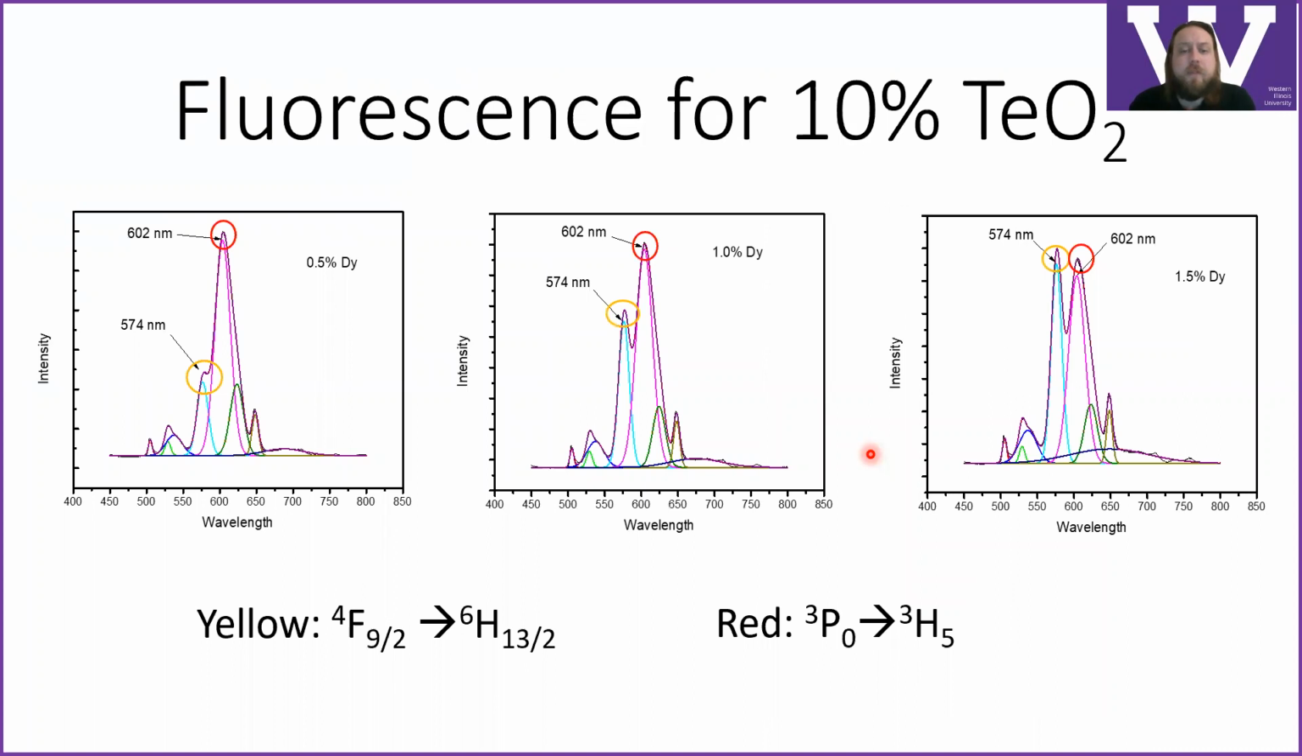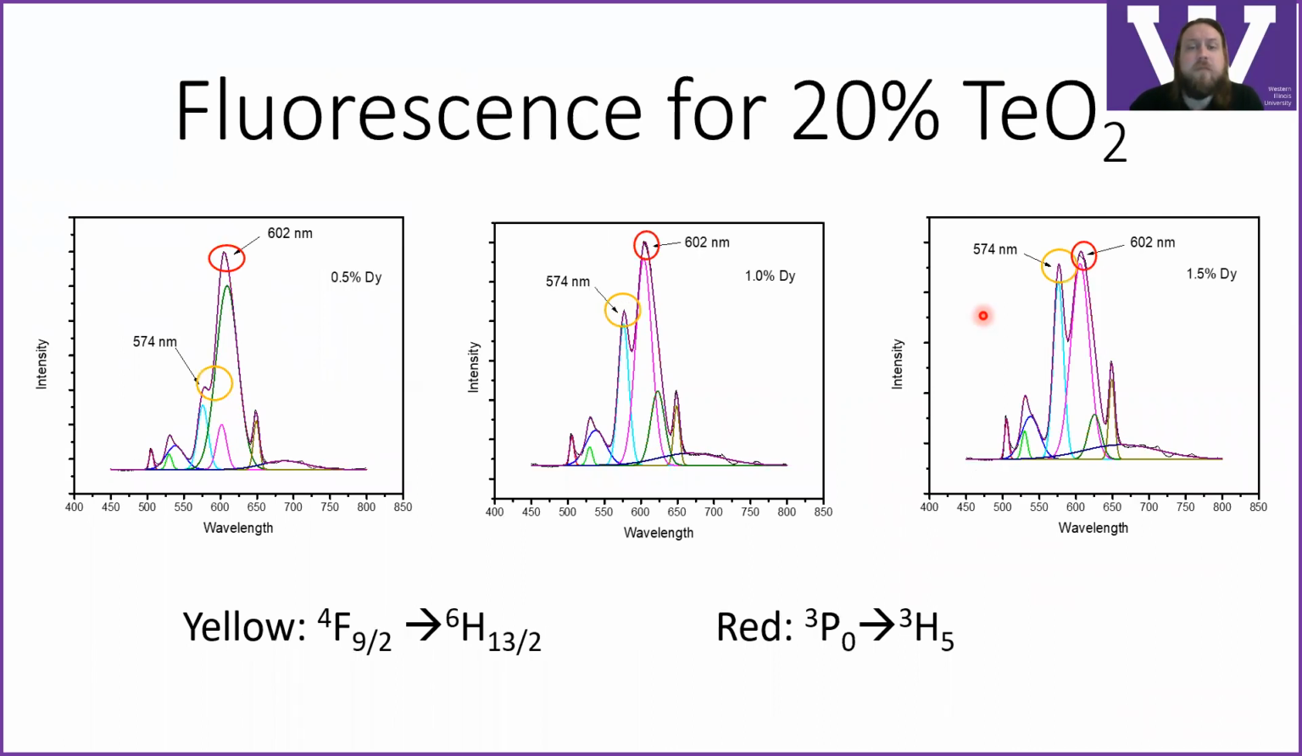So for our 10% samples, after we analyze this fluorescence data, we can see that the peak that's increasing is for 574 nanometers. And this big peak is for 602 nanometers. So the interesting part is that this peak for 574 nanometers is for dysprosium. So it is one of the dysprosium electronic transitions, not praseodymium, even though we're only exciting the praseodymium. And if we look at our 20% samples, we get the same thing, this peak at 574 nanometers again.